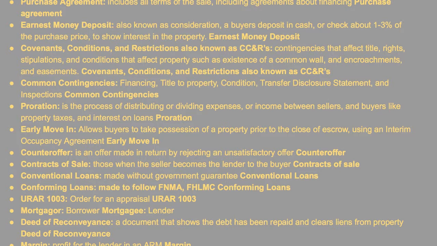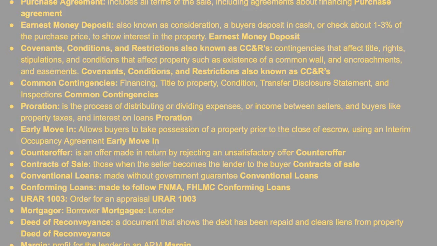Early move-in allows buyers to take possession of a property prior to the close of escrow using an interim occupancy agreement. Counteroffer: an offer made in turn by rejecting an unsatisfactory offer. Contracts of sale: those when the seller becomes the lender to the buyer. Conventional loans are made without government guarantee. Conforming loans are made to follow FNMA and FHLMC guidelines.